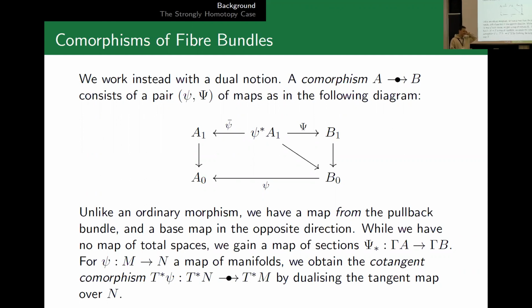The canonical example is if you have a smooth map of manifolds, you obviously have the tangent map over that, but then you also have the cotangent comorphism, which is basically once you factor through the pullback bundle, you flip some of the arrows on the top around by dualizing, and that's your very stereotypical comorphism.